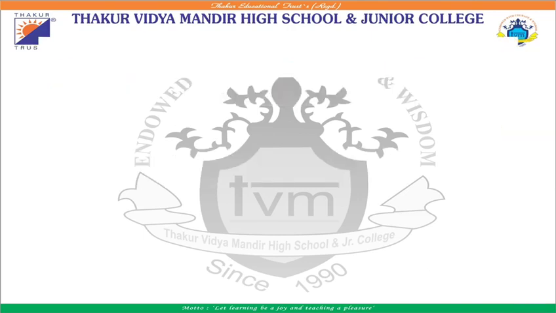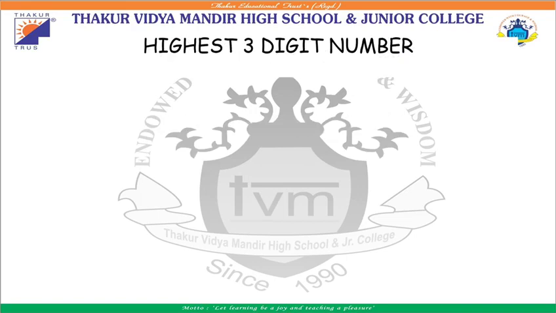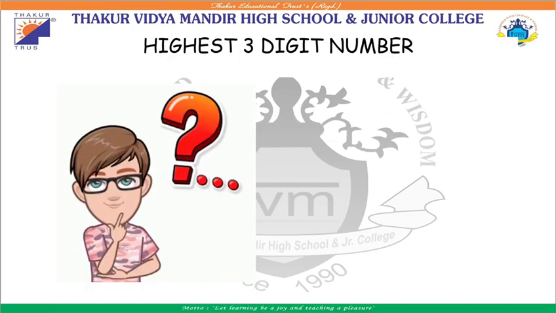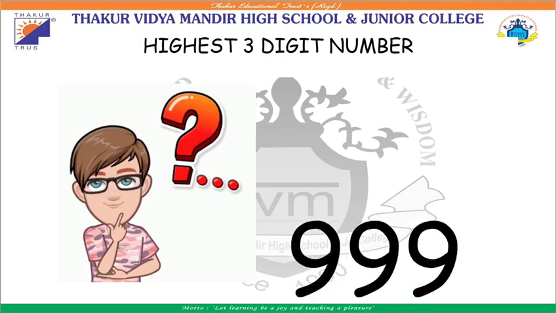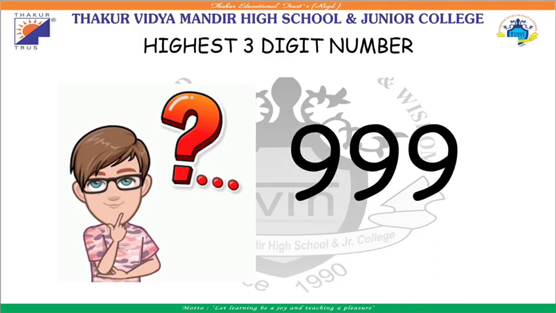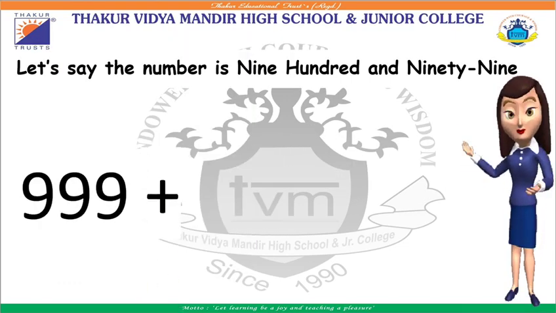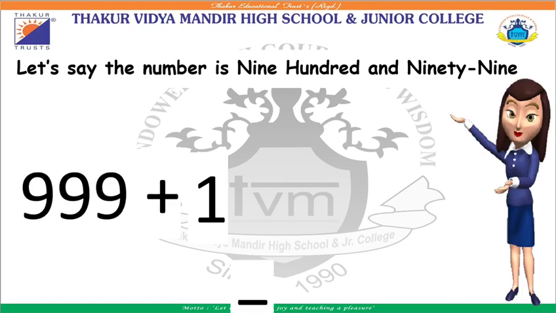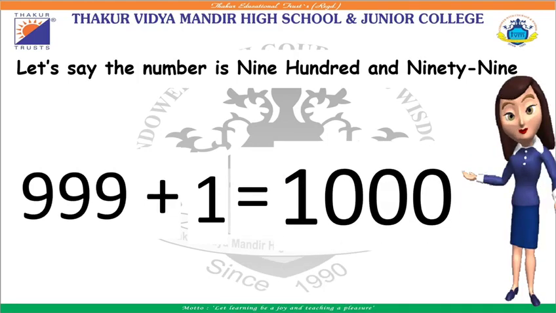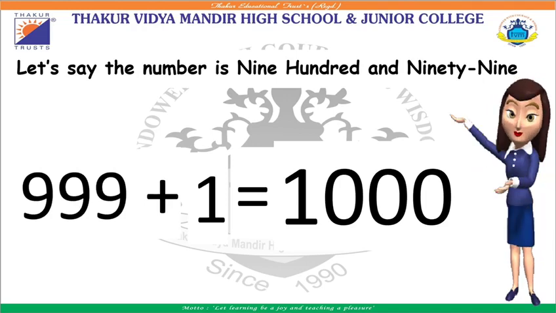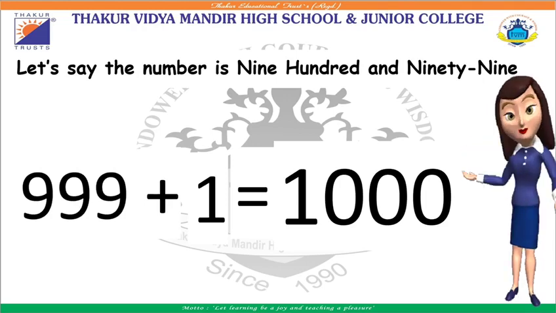Now tell me, who will tell me the 3-digit highest number? Come on, think. The highest 2-digit number is 99. So the highest 3-digit number is 999. Now when I add 1 to 999, I get 1000. That is 1000. So now that is the introduction of our chapter, and that is the 4-digit number.